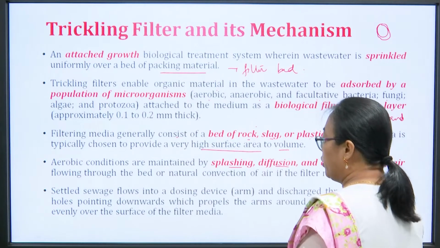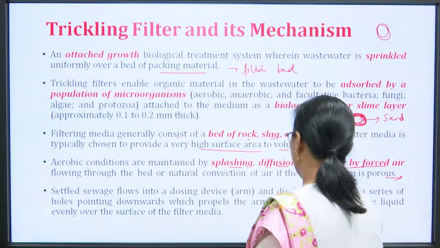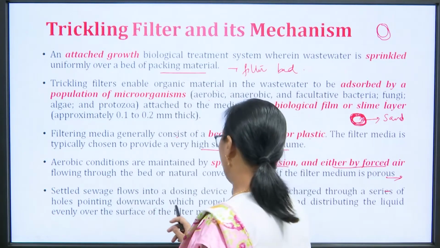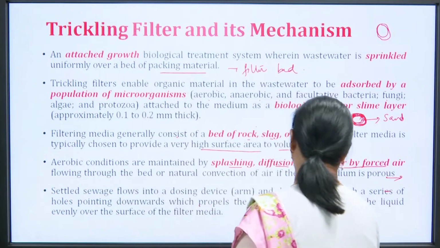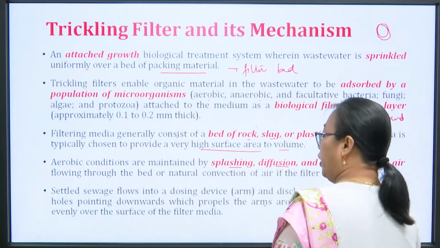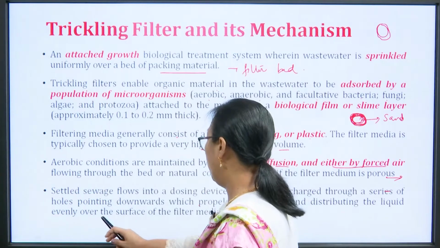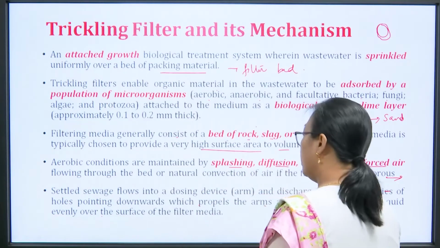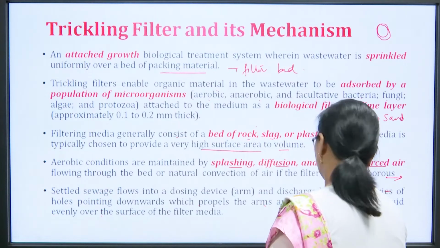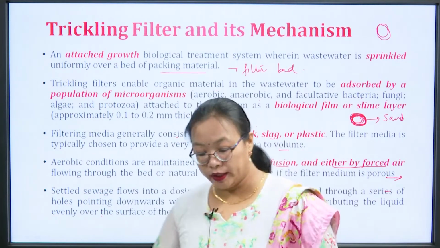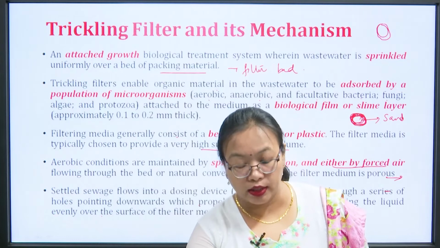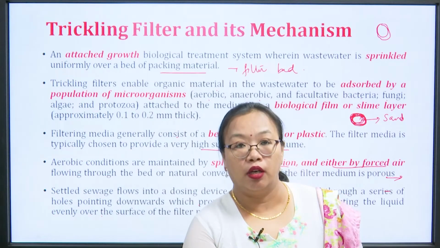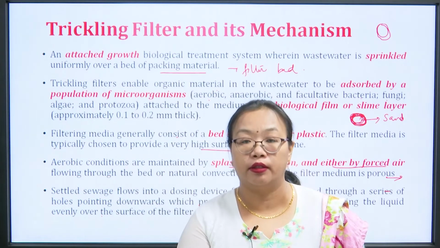The settled sewage flows into a dosing device and is discharged through a series of holes pointing downwards, which propels the arms around, distributing the liquid evenly over the surface of the filter media. So, that is the settled sewage being taken out. Now, let us come to the real mechanism of exactly how a trickling filter cleans the effluent.